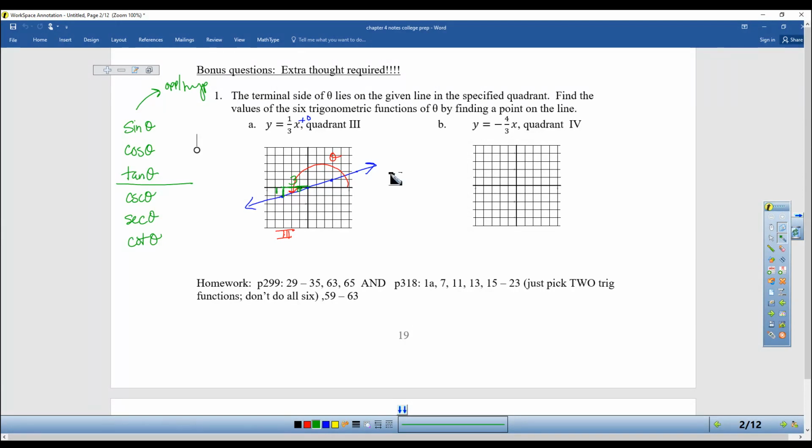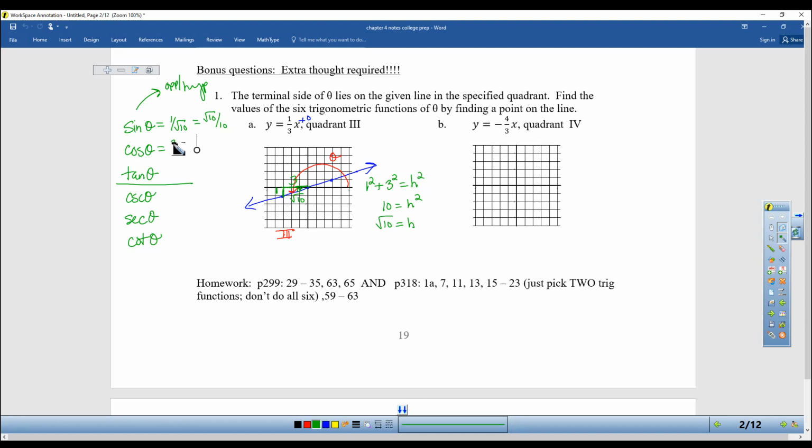Using the Pythagorean theorem, 1 squared plus 3 squared is equal to the hypotenuse squared. 10 is equal to hypotenuse squared. The hypotenuse is the square root of 10. So now I actually have a triangle. So sine is opposite over hypotenuse, which if you rationalize the denominator is the square root of 10 over 10.